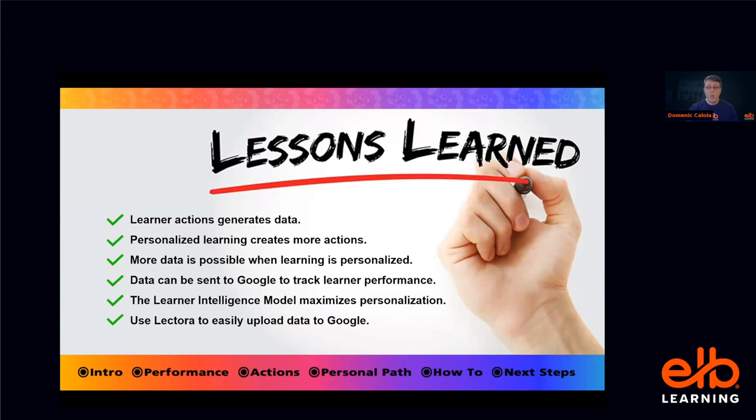And we talked about different ways of personalizing learning. We talked about branching. We talked about pre-testing, which is very common. And we talked about ways to make it really super personalized with tons and tons of choices. And I just showed you a demo of that in action. Data can be sent to Google and maybe to some other sources to track learner performance. The learner intelligence model maximizes personalization, as we just discussed.